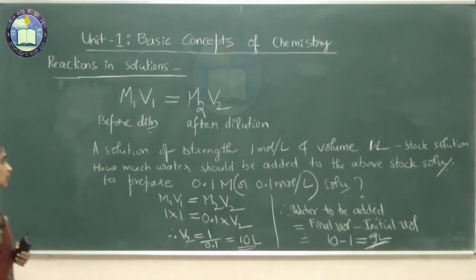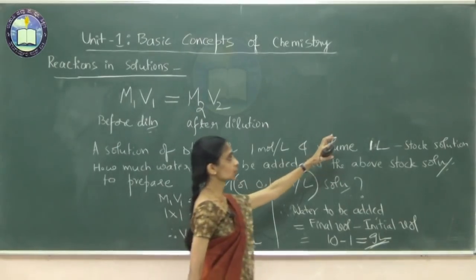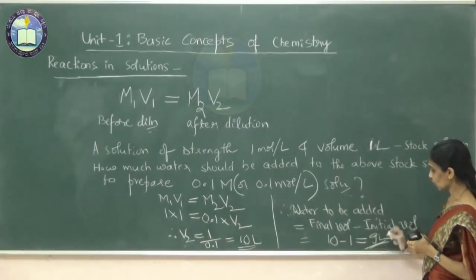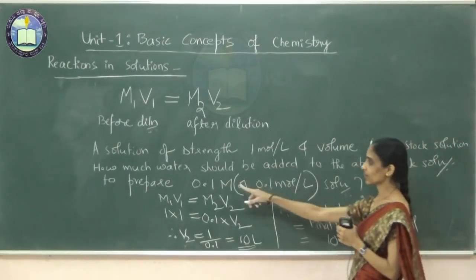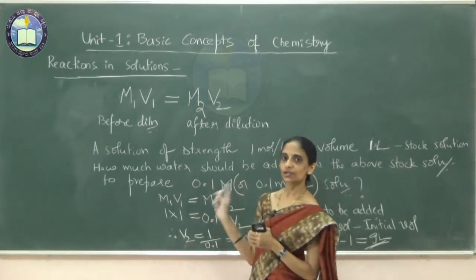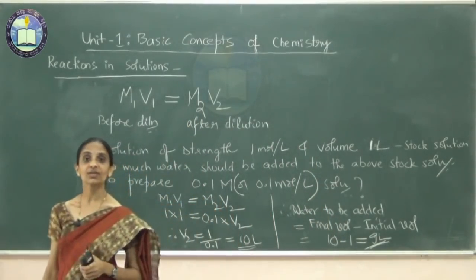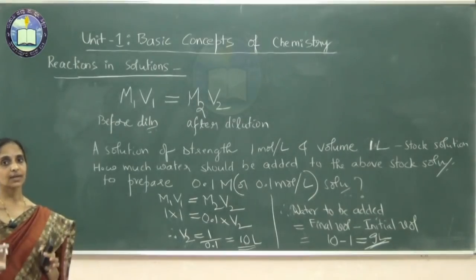So this is how, by taking the stock solution and adding the required amount of water, you can prepare a dilute solution. The formula that helps you is M1V1 is equal to M2V2.